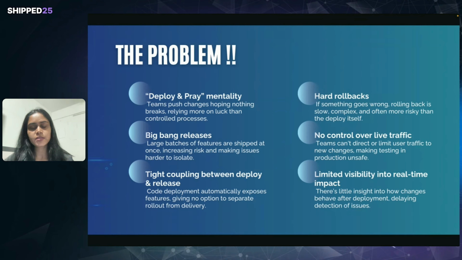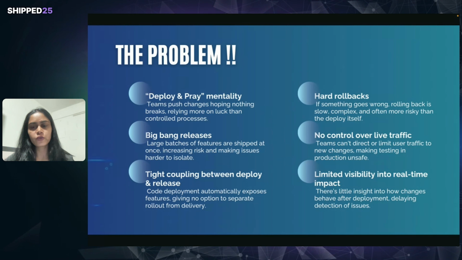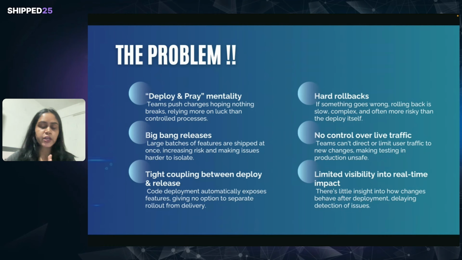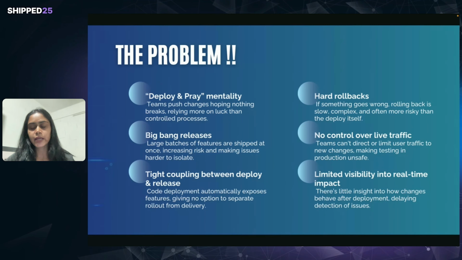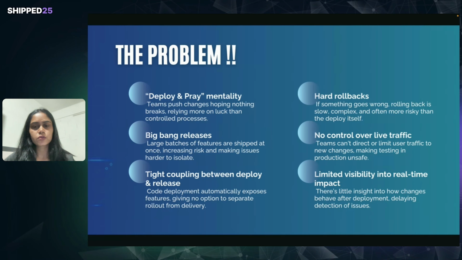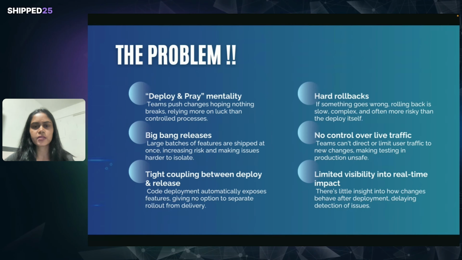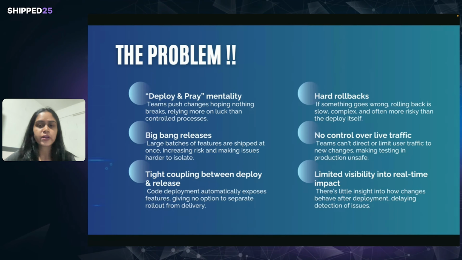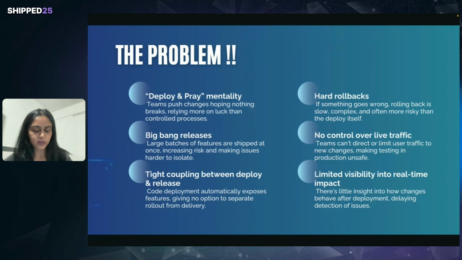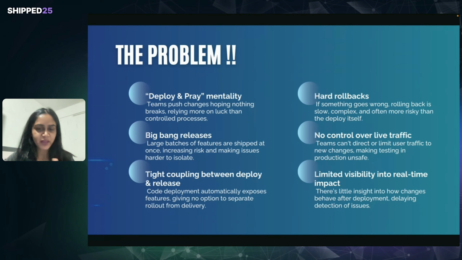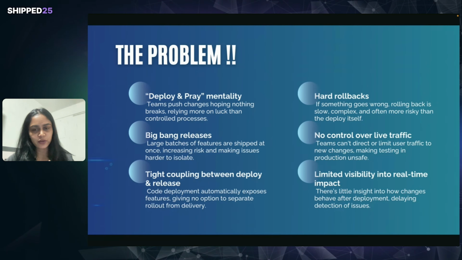Another challenge we have is big bang releases. If you ship 10 to 20 changes at one time, and something breaks, you need to dig deeper to find what exactly the issue is and why this particular thing failed. It's like having five different dishes on one plate and trying to test which ingredient ruined the flavor. This is very complex, and it's definitely going to take a lot of time to debug. So this is another problem with big bang releases.